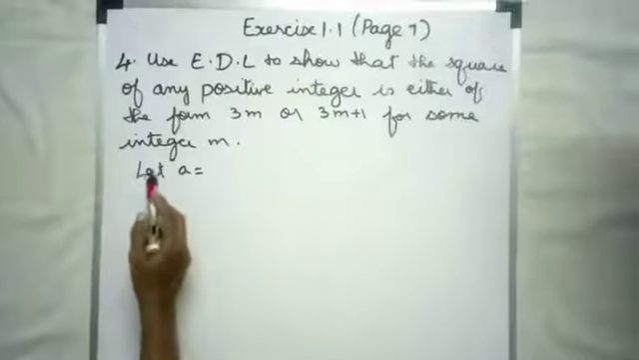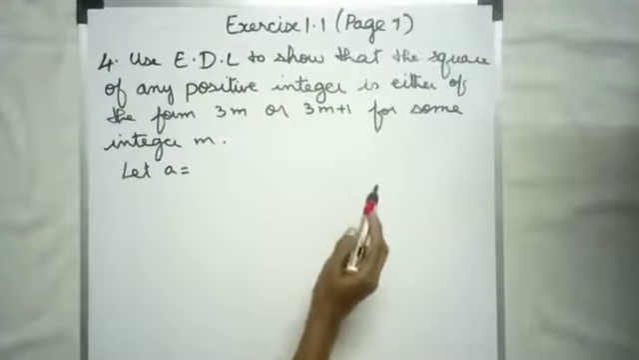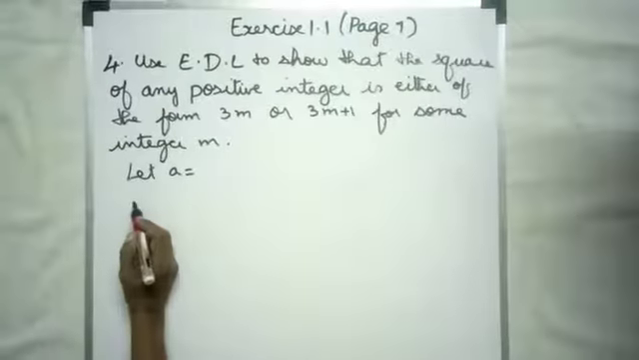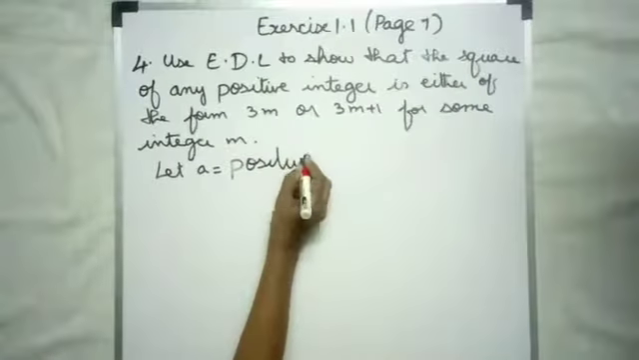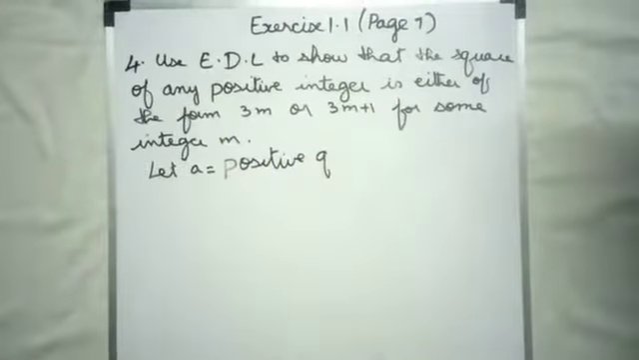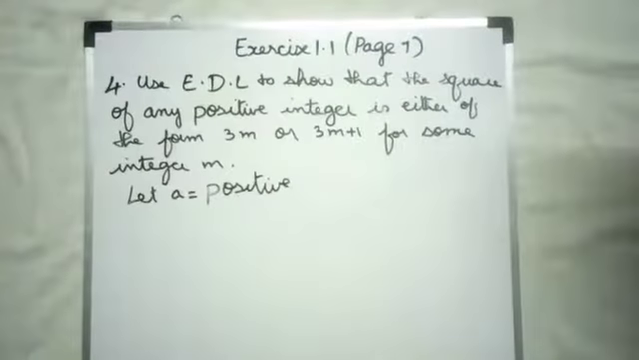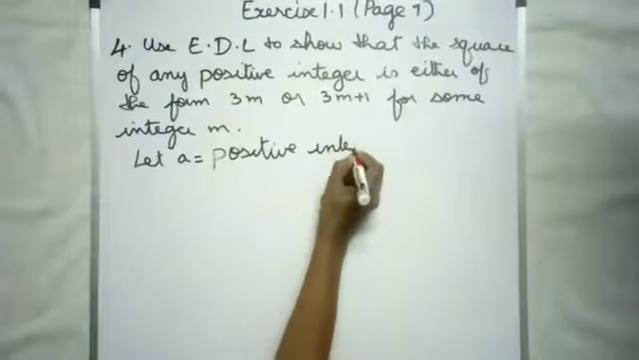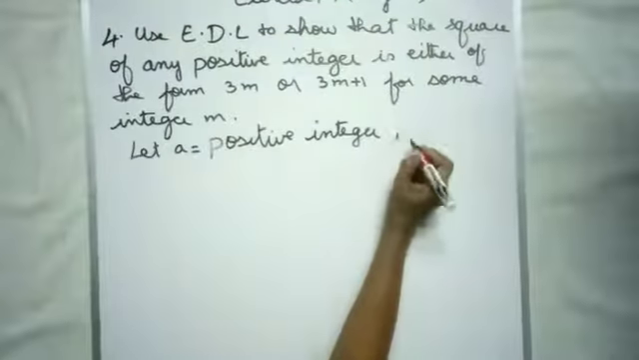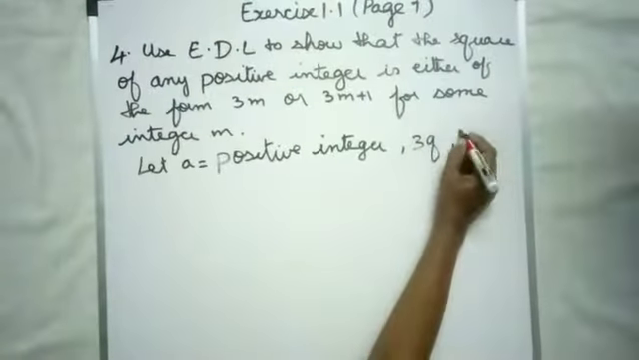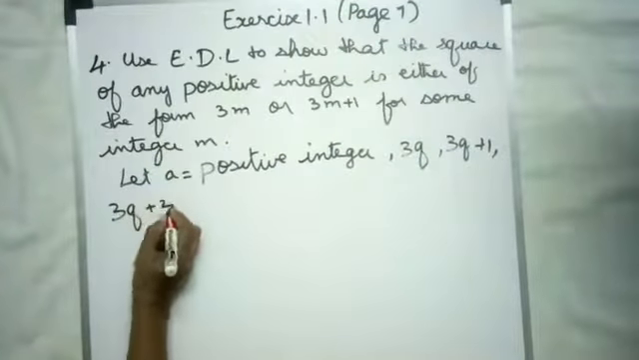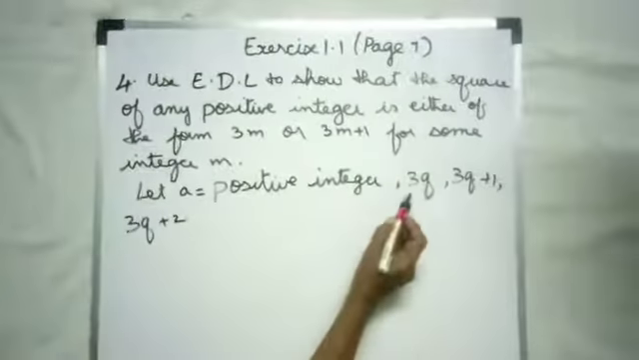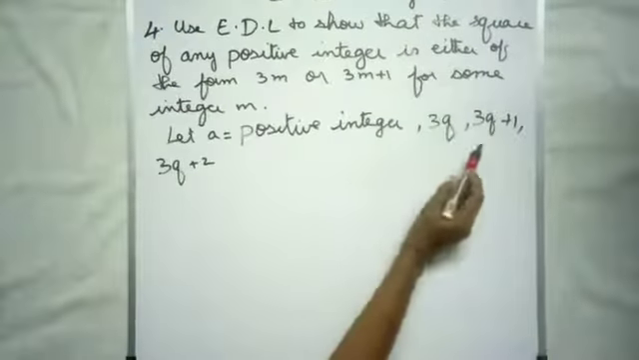Use Euclid's division lemma to show that the square of any positive integer is either of the form 3m or 3m plus 1 for some integer m. Let us consider a to be a positive integer. A is any positive integer which is of the form 3q, 3q plus 1, or 3q plus 2. So, we have 3 cases.